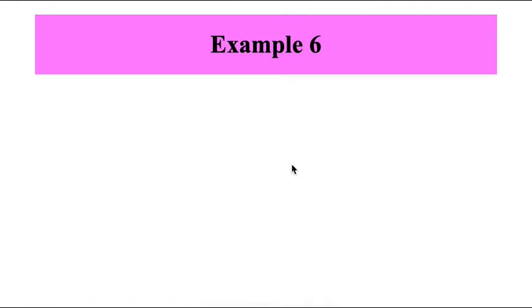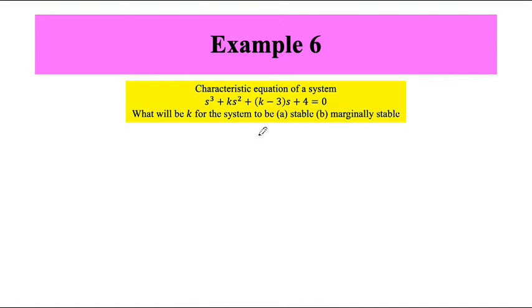In such problems, we give a parameter to the system and tune it to find out what will be the range of the parameter such that the system will be stable, marginally stable or unstable. So we consider another example like that. The characteristic equation is s cubed plus k s squared plus (k minus 3)s plus 4 equals 0. We have to find the range of k so that the system is stable and marginally stable. So we will create its Routh array first.